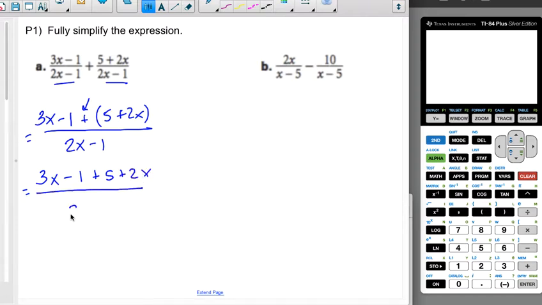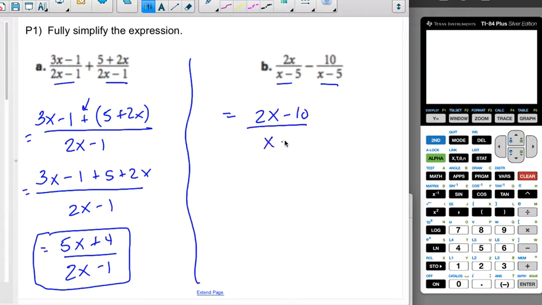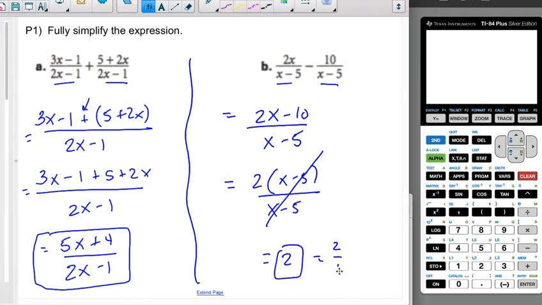When I combine my like terms, I get (5x + 4)/(2x - 1), and that's the best I can do. When we combine this one, they already have the common denominator, so I just have to combine them. It's (2x - 10)/(x - 5), and while that answer is not wrong, it's not fully simplified because there is a GCF on top. If I factor that GCF out, I'm able to cancel these, and my final answer is just 2, or 2/1 if you felt more comfortable.